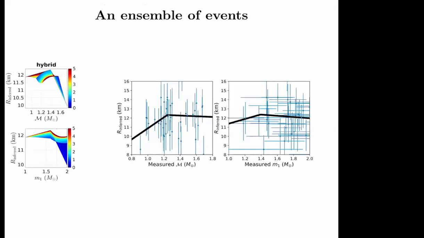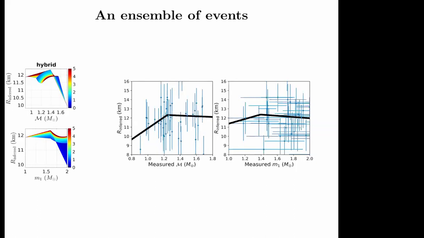So here is one set of events for a hybrid model that yields this density of events in the left-hand two plots here, both in the inferred radius and chirp mass plane and the inferred radius and M1 plane. That's without errors. With errors, what you get is on the right-hand side. And so you see that it's very difficult to decipher whether or not there's actually a pronounced kink in the data.